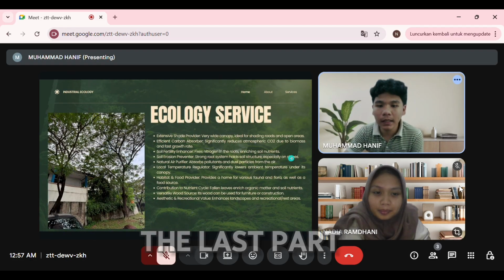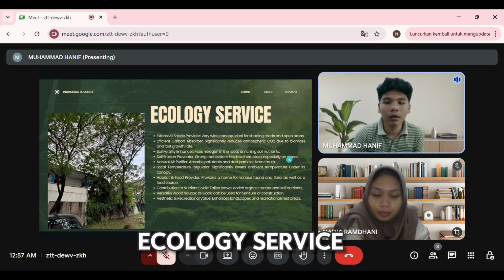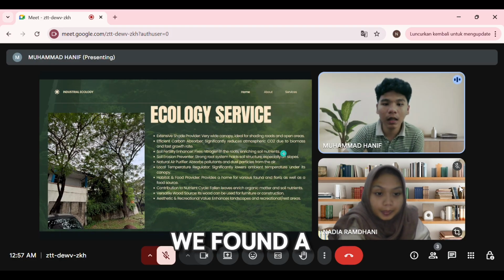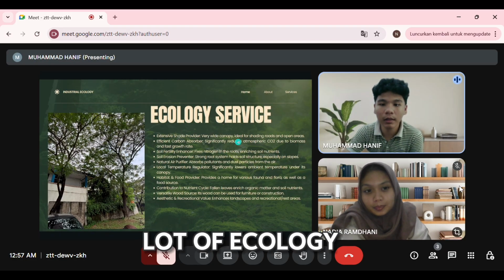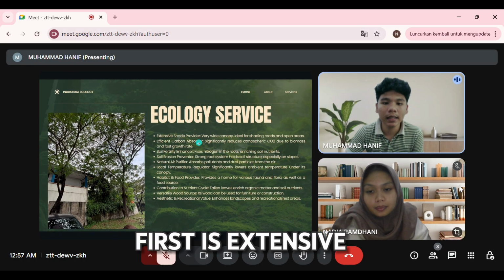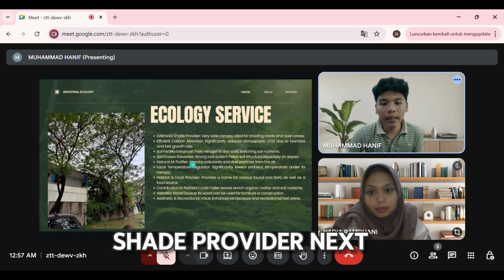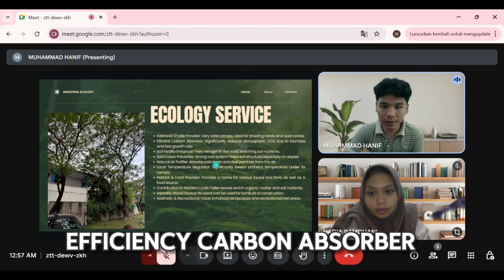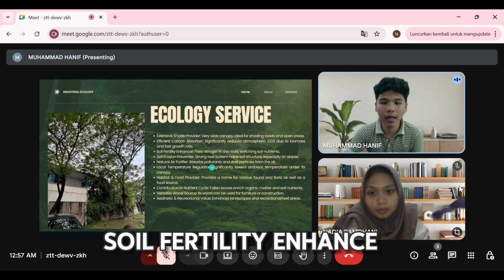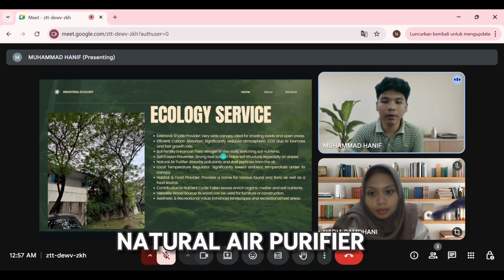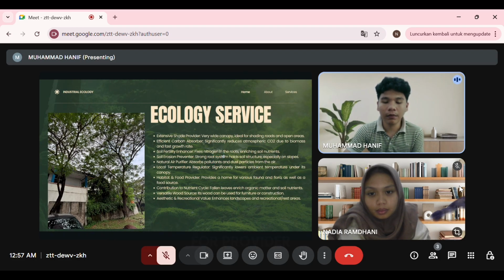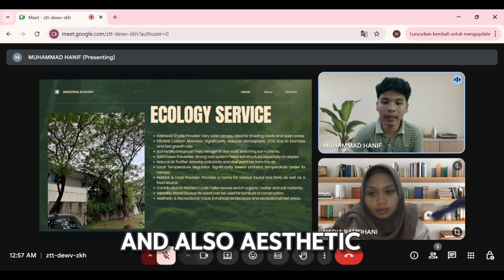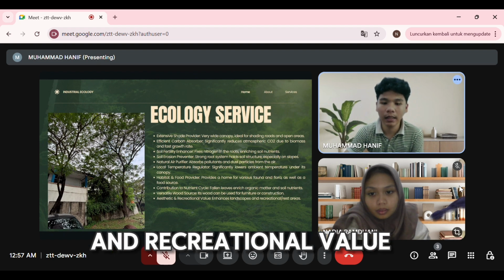Next slide. The last part of our discussion is ecological services. We found a lot of ecological services. First is extensive shade provider. Next, efficient carbon absorber. Soil fertility enhancer. Natural air purifier. Habitat and food provider. And also aesthetic and recreational value.